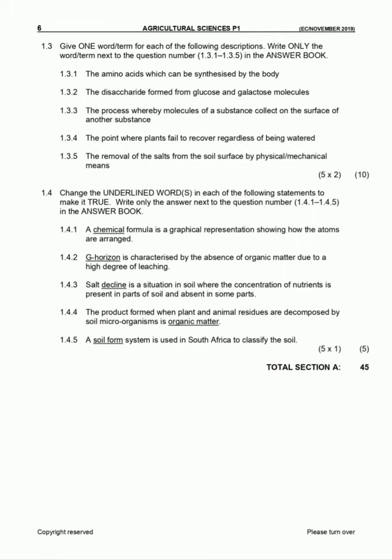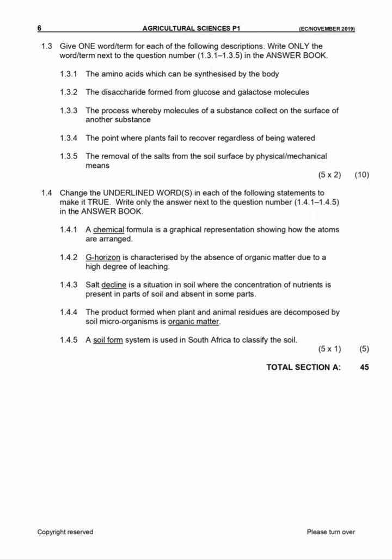1.1.4, the production formed when plant and animal residues are decomposed by soil microorganisms is... Here we have organic matter. Obviously, we know that this is the wrong one. Remember, I have always told you that the answer is always close, guys. It's just nearby, it's the relative of what is there. So you will always know. If it's not organic matter, what is it? Okay, fine. Let's continue.